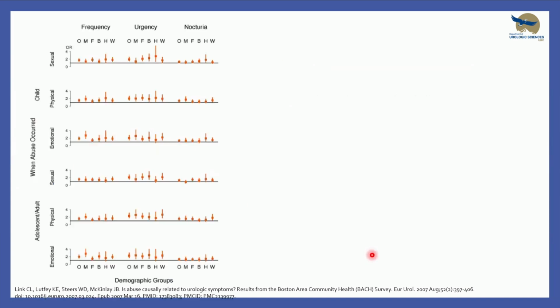Sorry, I realize the writing's a bit small depending on how large your screen is, but I'll walk through them with you. So you see here on this axis, we're looking at the different forms of abuse, either in childhood or adolescence. And then what we have here is the 3 lower urinary tract symptoms measured: frequency, urgency, and nocturia. The black line here is your odds ratio, so 1 being no effect. And all of these small letters up here, they broke up their cohorts into separate subcategories, O being overall, M being men, F being women, B being Black, African American, H being Hispanic, and W being white.